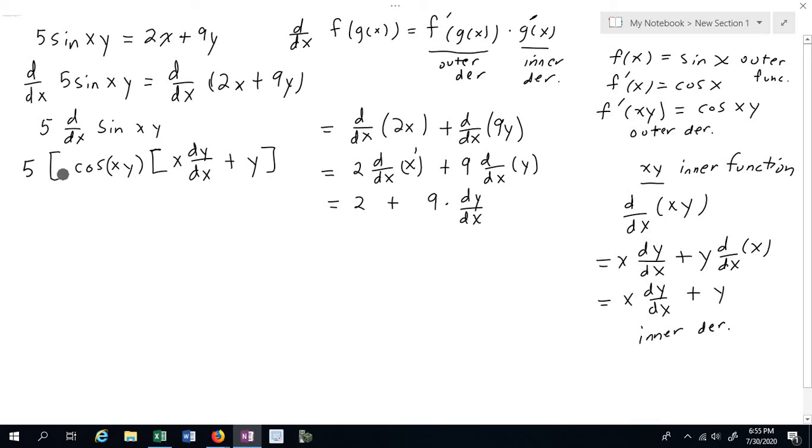Okay, and I really don't need this bracket. It just makes it more confusing, so I'm going to take this bracket off. This 5 just sits in front though. So 5 times cosine of xy, that's your outer derivative, and this is times your inner derivative. Make sure you put parentheses around this inner derivative. And then I'm just going to distribute this 5 cosine of xy to both of these terms.